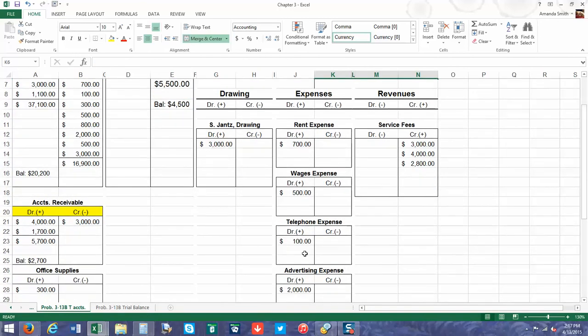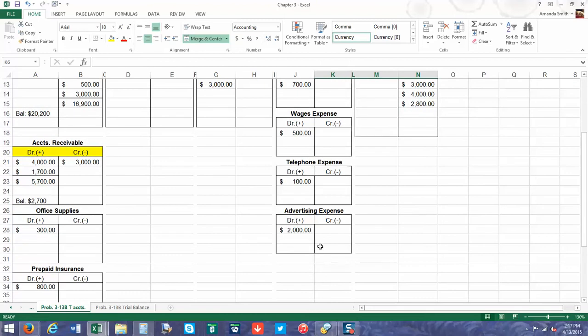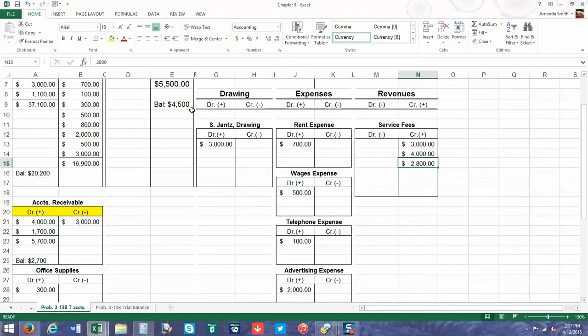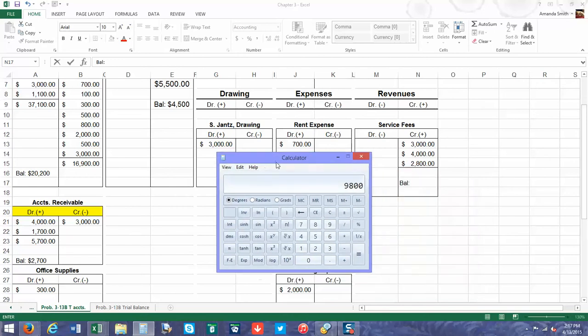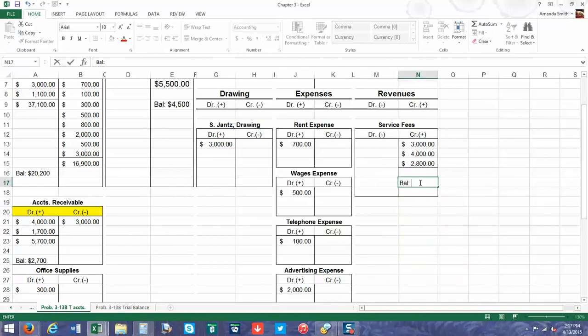The drawing and the expense accounts, we don't need to do anything with since there is only one transaction. What we need to do though is we need to balance our service fees account. So we have $3,000, $4,000, $2,800. So we should have a total of $9,800.